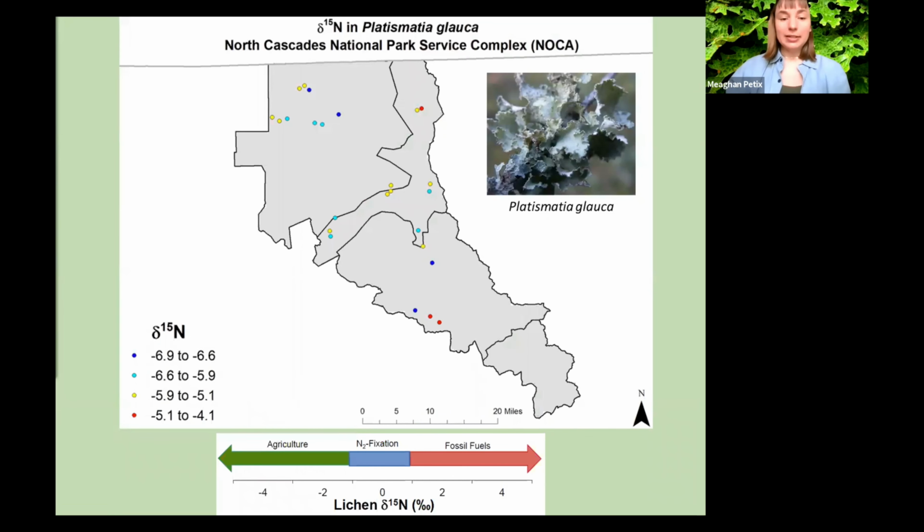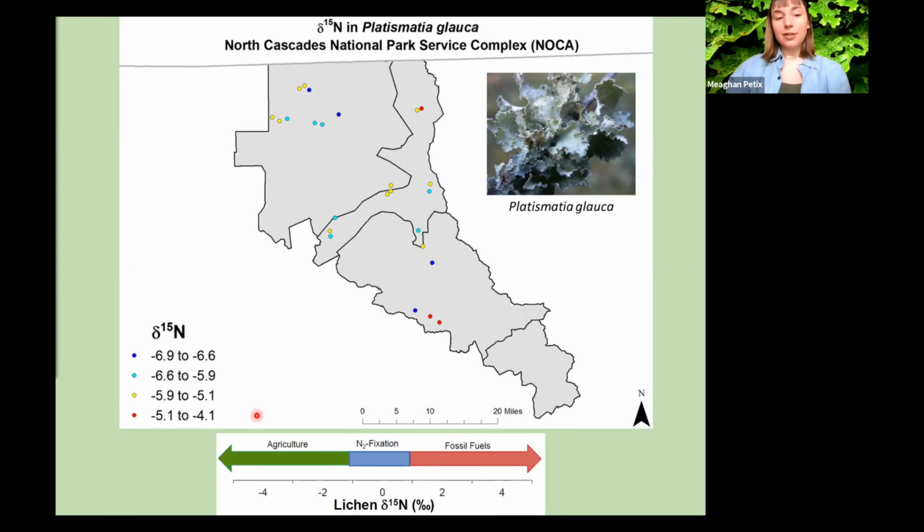So looking at my data collected from the North Cascades, focusing again just on one of the collected lichen species, Platismatia glauca, we see that delta 15N was very negative, ranging from -6.9 to -4.1 per mil. The lowest values are dark blue, and then red indicates the most positive values. We see that delta 15N tended to be more positive with increasing elevation.